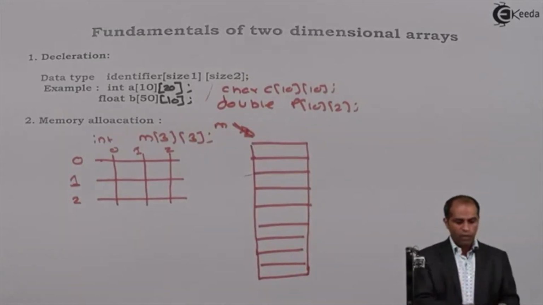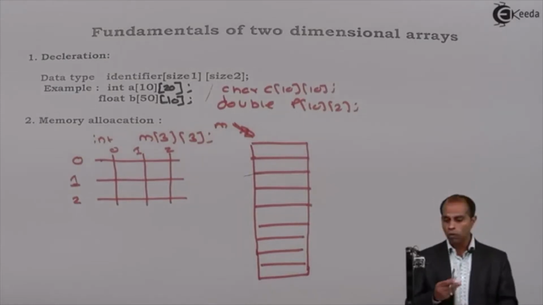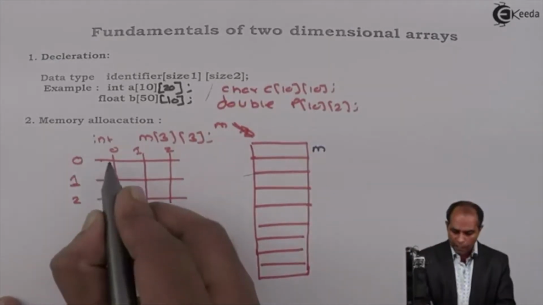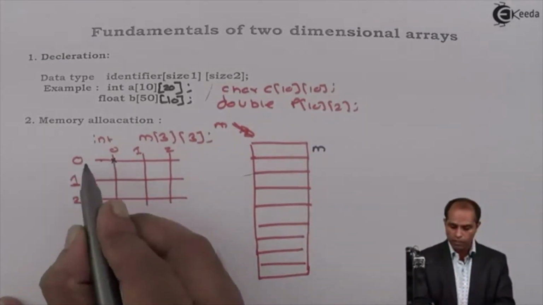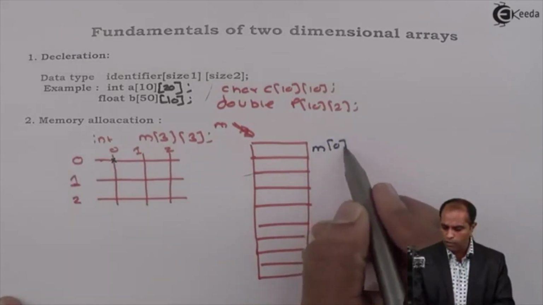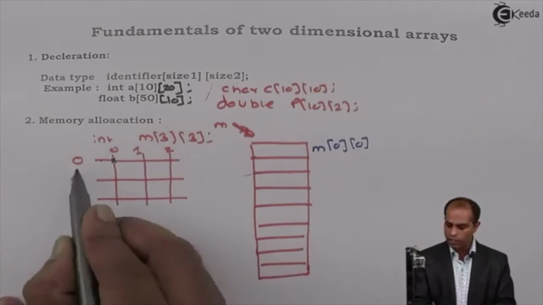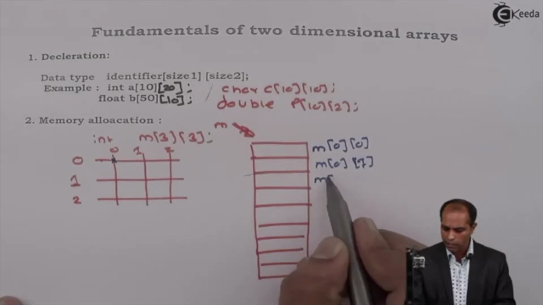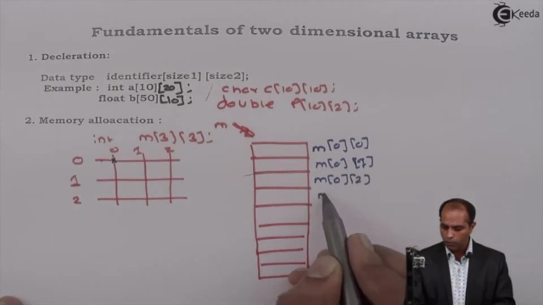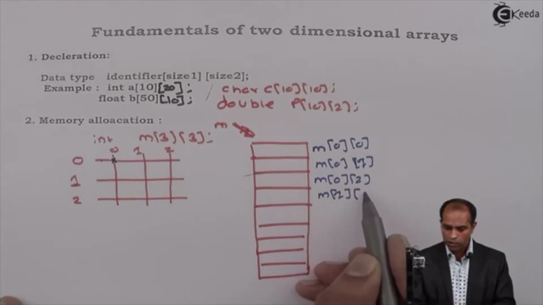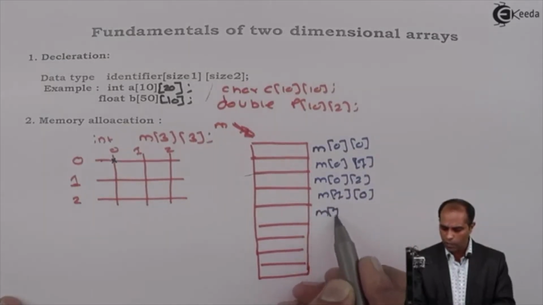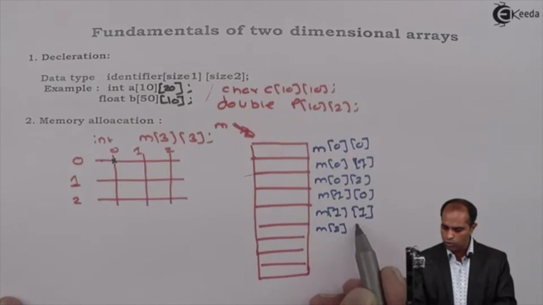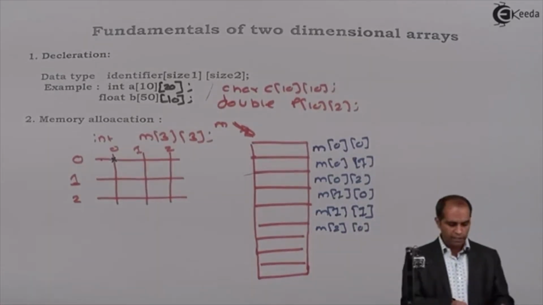Now in that case, every location will be internally associated with a separate number. What will be the number associated with each? Identify the index of the first location. The first location has an index of 0, 0. So m of 0, 0. The second location has an index of m of 0, 1. The third location has an index of m of 0, 2. Then the fourth location is m of 1, 0. The next location is m of 1, 1, and so on up to m of 2, 0.